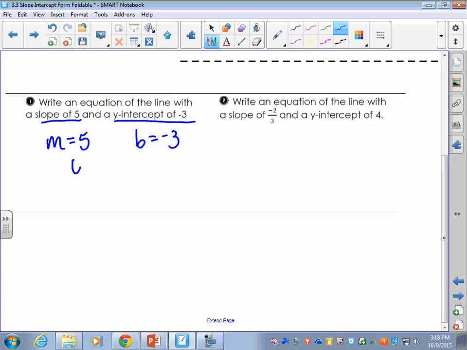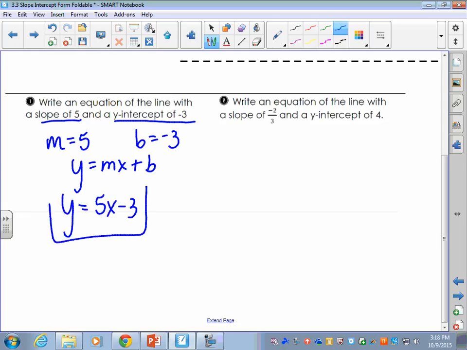And now we're going to take that information and just plug it into our form for slope-intercept form. So we're going to substitute the m and the b. So our equation would be y equals 5x minus 3. And we're going to box that because that's our final answer. And we have written the equation for that line. So try number 2. We just did one together. Try number 2. See if you can pull out the slope and the y-intercept and write the equation.